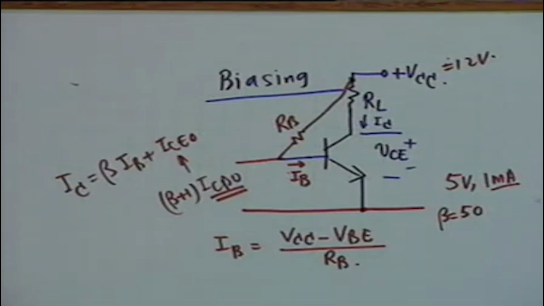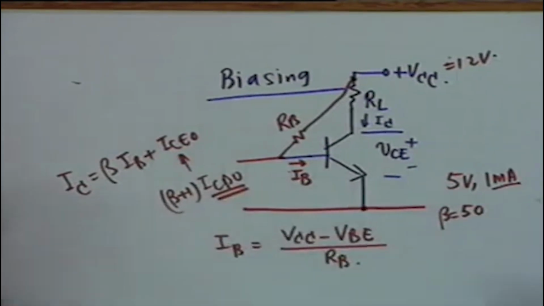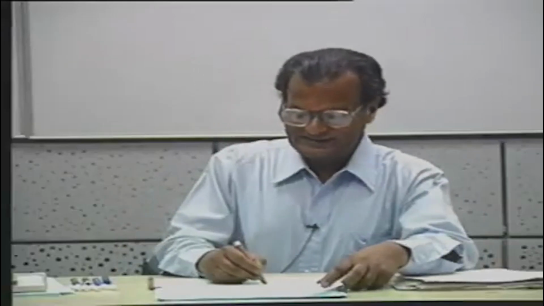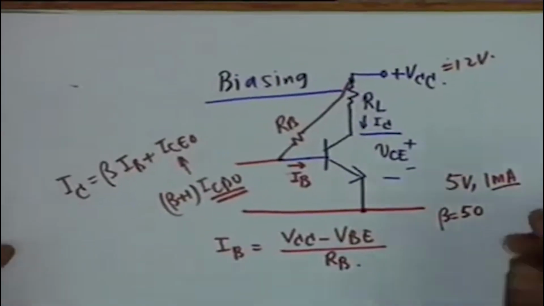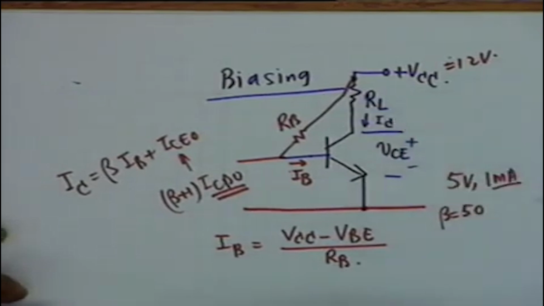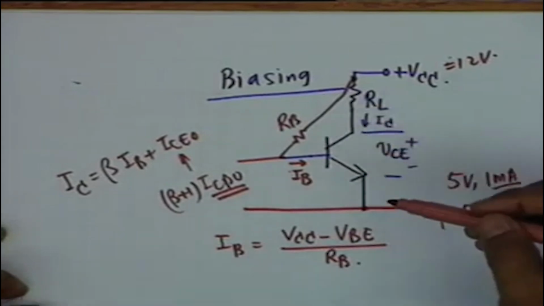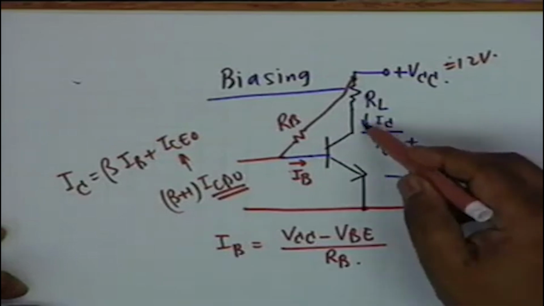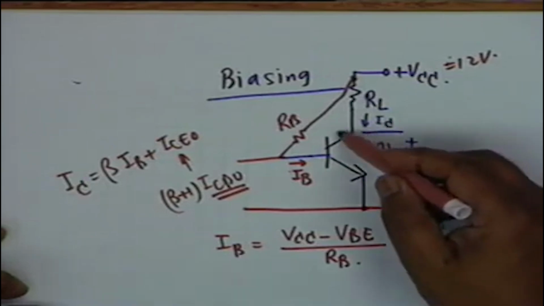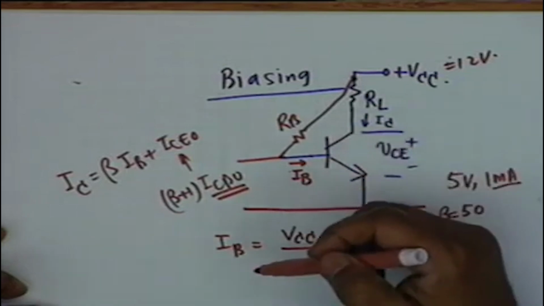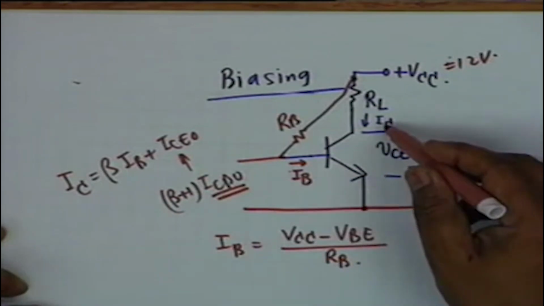Not only that, the most drastic disadvantage of this circuit is, now you have to follow me carefully. Suppose due to a small change of temperature in this circuit, I sub C increases. This collector current increases. Now what happens? If the collector current increases, naturally the heat dissipation in the transistor also increases. That is, VCE times IC increases.